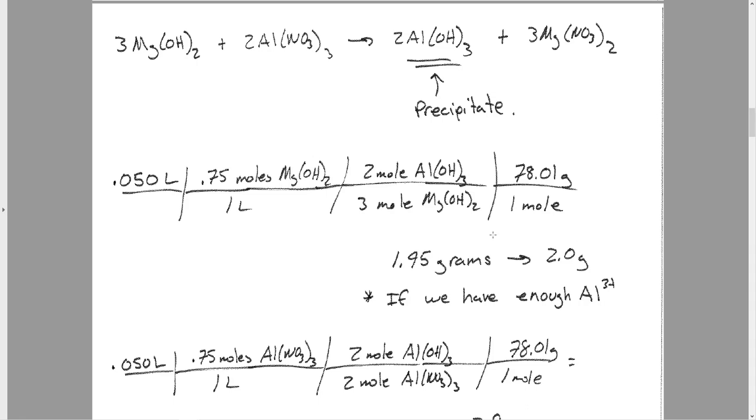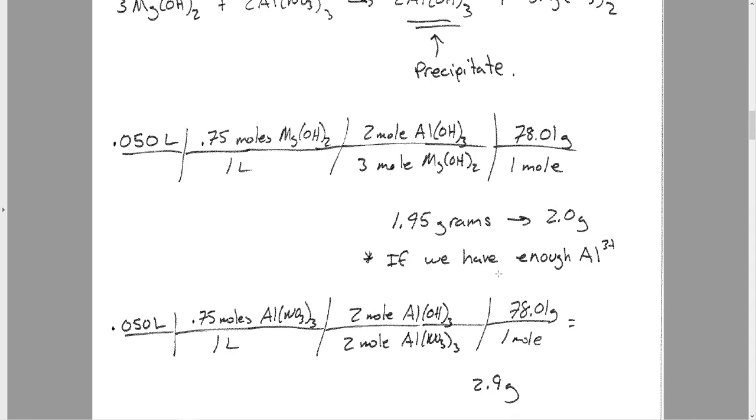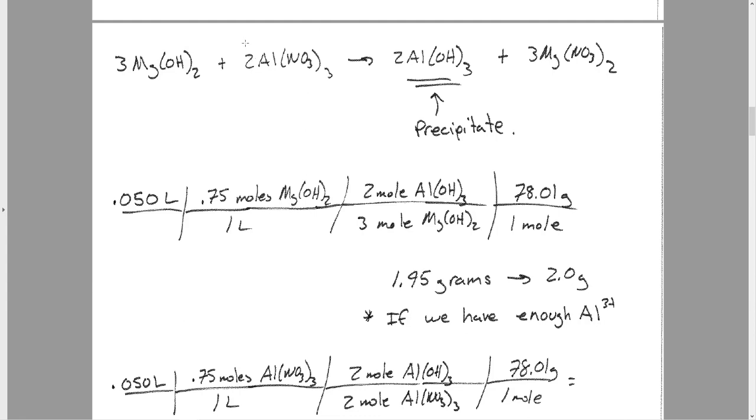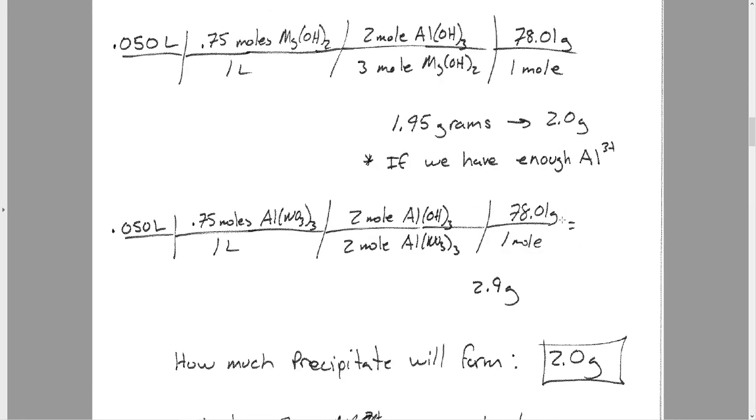So this is how much precipitate we might get, but that's only assuming we have enough aluminum, right? This is how much we can get with all of the hydroxide. So let's double check. Let's take our amount of aluminum nitrate, 0.05 liters times the molarity of the aluminum nitrate, but the mole ratio for aluminum hydroxide to aluminum nitrate is 2 to 2, or 1 to 1, right? 2 moles of this for every 2 moles of that. You can simplify the ratio, or you can keep it as 2 over 2, same thing. And then times the molar mass.